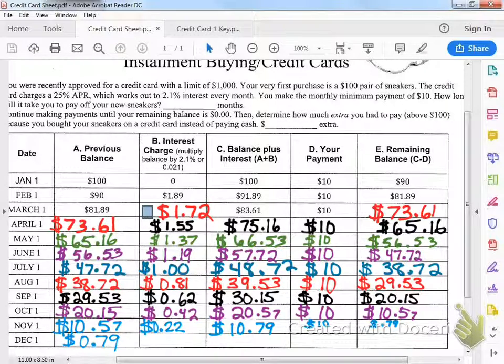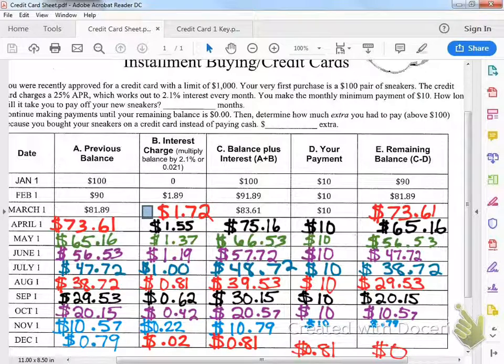How much are you going to pay in interest this month? So 0.016. So I'm going to round that to 2 cents. So that's going to be 81 cents. Can you pay $10 if you owe 81 cents? No, that would be silly. So this time we're only going to pay 81 cents. And finally, our balance is $0.